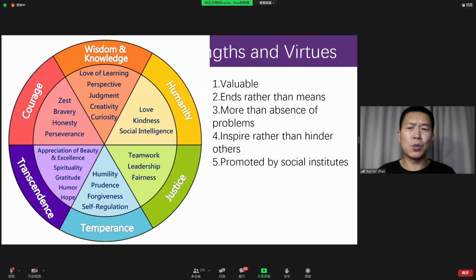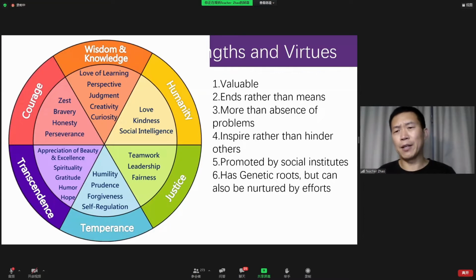And they are always promoted by social institutes. For example, schools. If we look at all these character strengths, they are promoted by schools, and they are promoted by all kinds of charity organizations, right? There are charities on love, kindness, charities on bravery, charities on spirituality, charities on forgiveness, etc. So these virtues are always promoted by social institutes. And all of the virtues have their genetic roots, but they can also be nurtured by efforts. If something cannot be nurtured by efforts, then these are not virtues. They are not characters. They are talents. They are gifts. But they are not characters. Characters have to be able to be nurtured and grown by yourself.